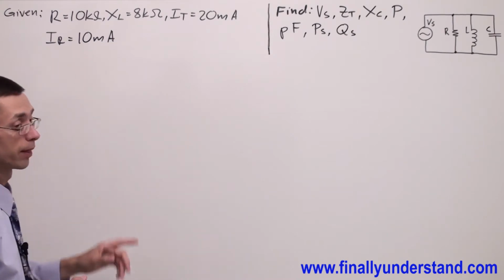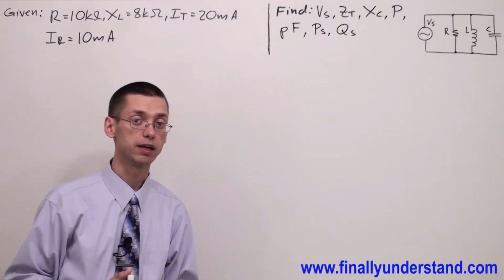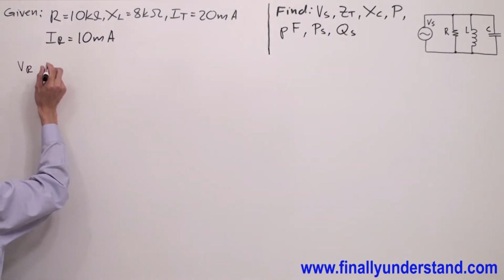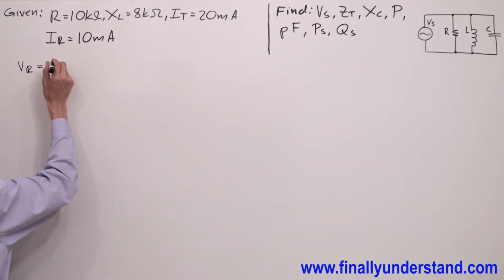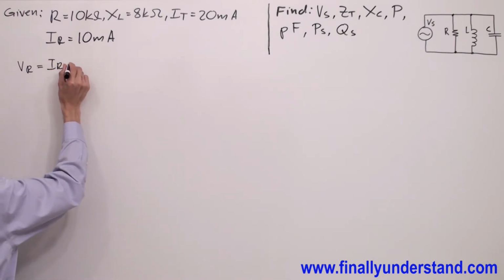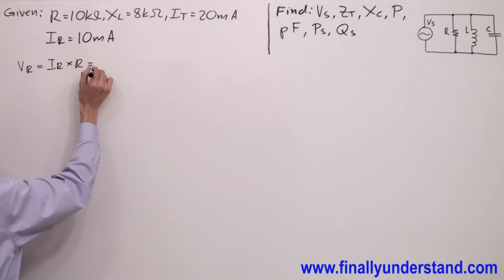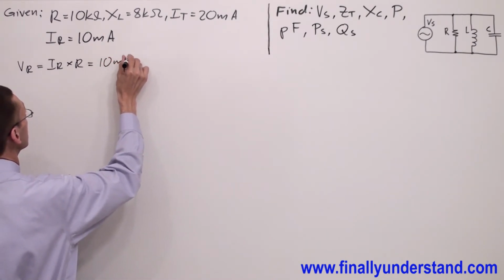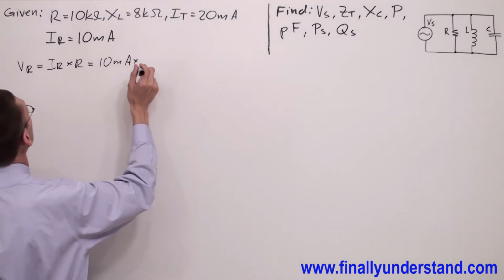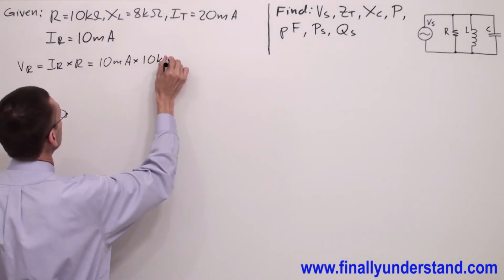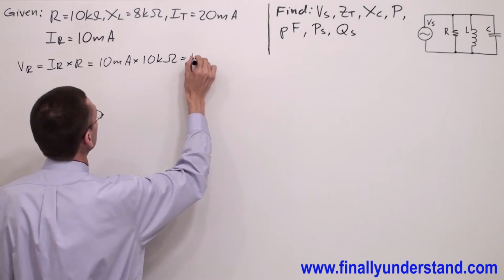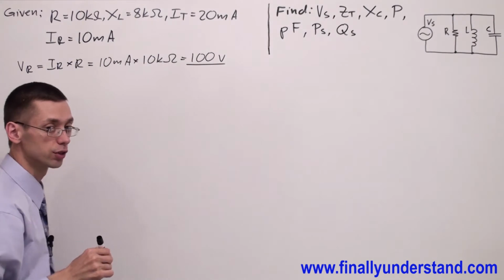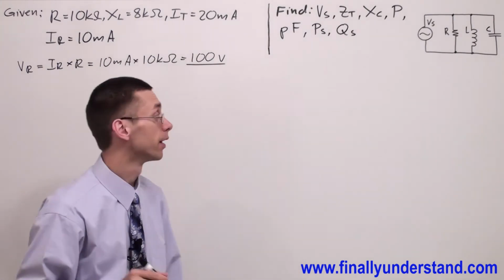So very easy, by using Ohm's law, we can find the voltage across the resistor. So we can say that VR is equal to IR times resistance. So we have IR 10 milliamps times the resistance 10 kilo ohms is going to give me 100 volts. Okay, so this is the voltage across the resistor.